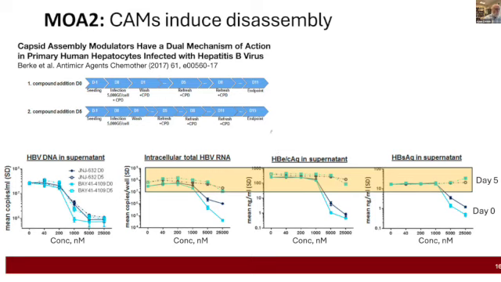In an established infection, highlighted in this upper box, neither CAM really had any discernible effect on production of the biomarker. However, when CAM treatment started at about the same time as infection, both CAMs were shown to suppress biomarker formation.